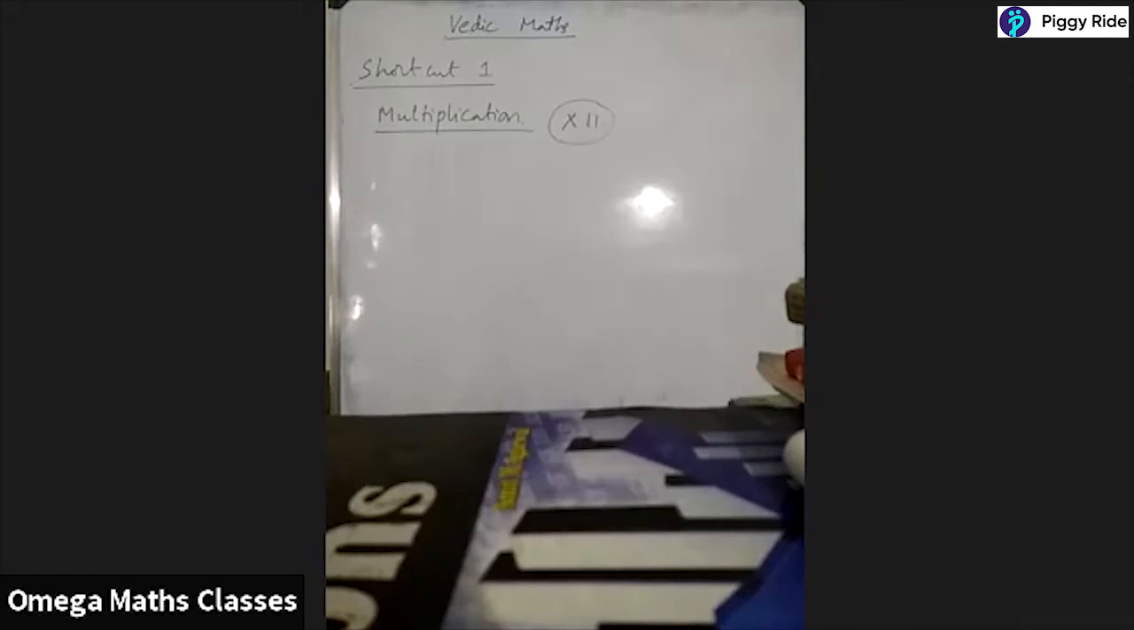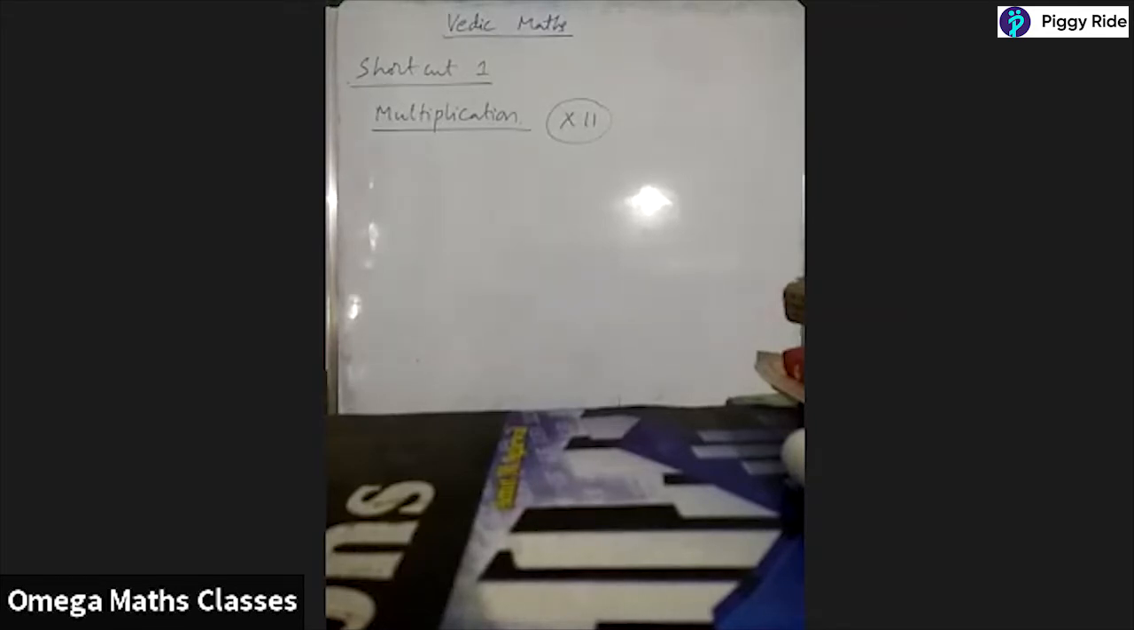Today we will discuss multiplication with 11. Okay, the shortcut: how to multiply with 11 within 2 seconds or 5 seconds. Whatever it is, a 10-digit number, a 2-digit number, a 5-digit number, you will multiply within seconds. Today I will teach you that.